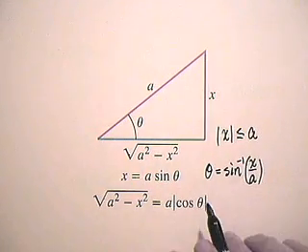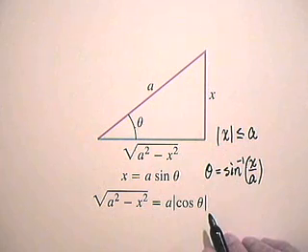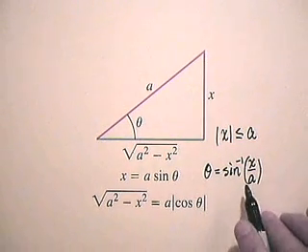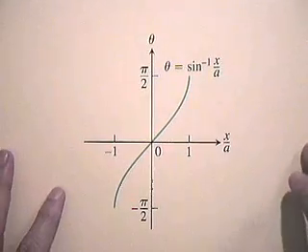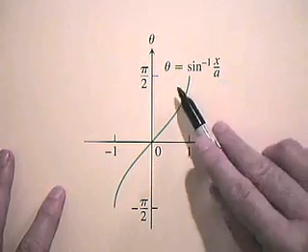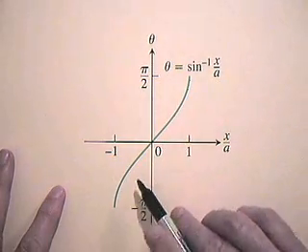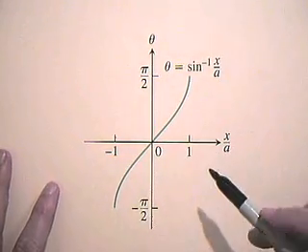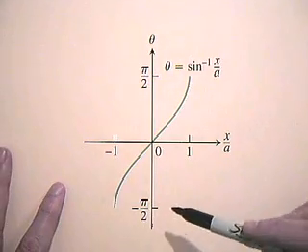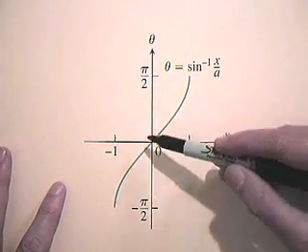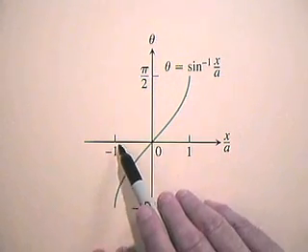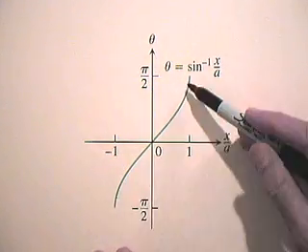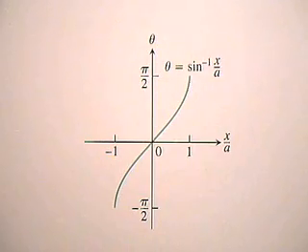We'll assume a here is a positive number. For simplicity, it's just notation. And so we're dealing with the sine inverse of x over a. So remember, here's the graph of sine inverse x over a. Theta equals sine inverse x over a. And so the values of theta go from negative pi over 2 to pi over 2, as the values of x over a go from negative 1 to 1. Notice it's a nice invertible function.